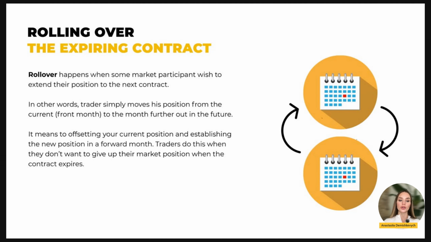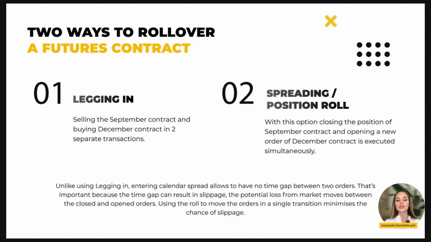If you want, however, to continue holding your position but don't want to take the delivery, you can roll over your contract to the next expiration month. This involves closing the current contract and opening a new one with a later expiration date. There are two main ways to roll over a futures contract. Legging in involves selling the contract for 1 month, for example in September, and buying the contract for the next expiration month in December, in two separate transactions. The downside of this method is obvious: there is a time gap between the two orders, which can lead to slippage when market price moves between the time you close the old position and open the new one, which will affect your open price.